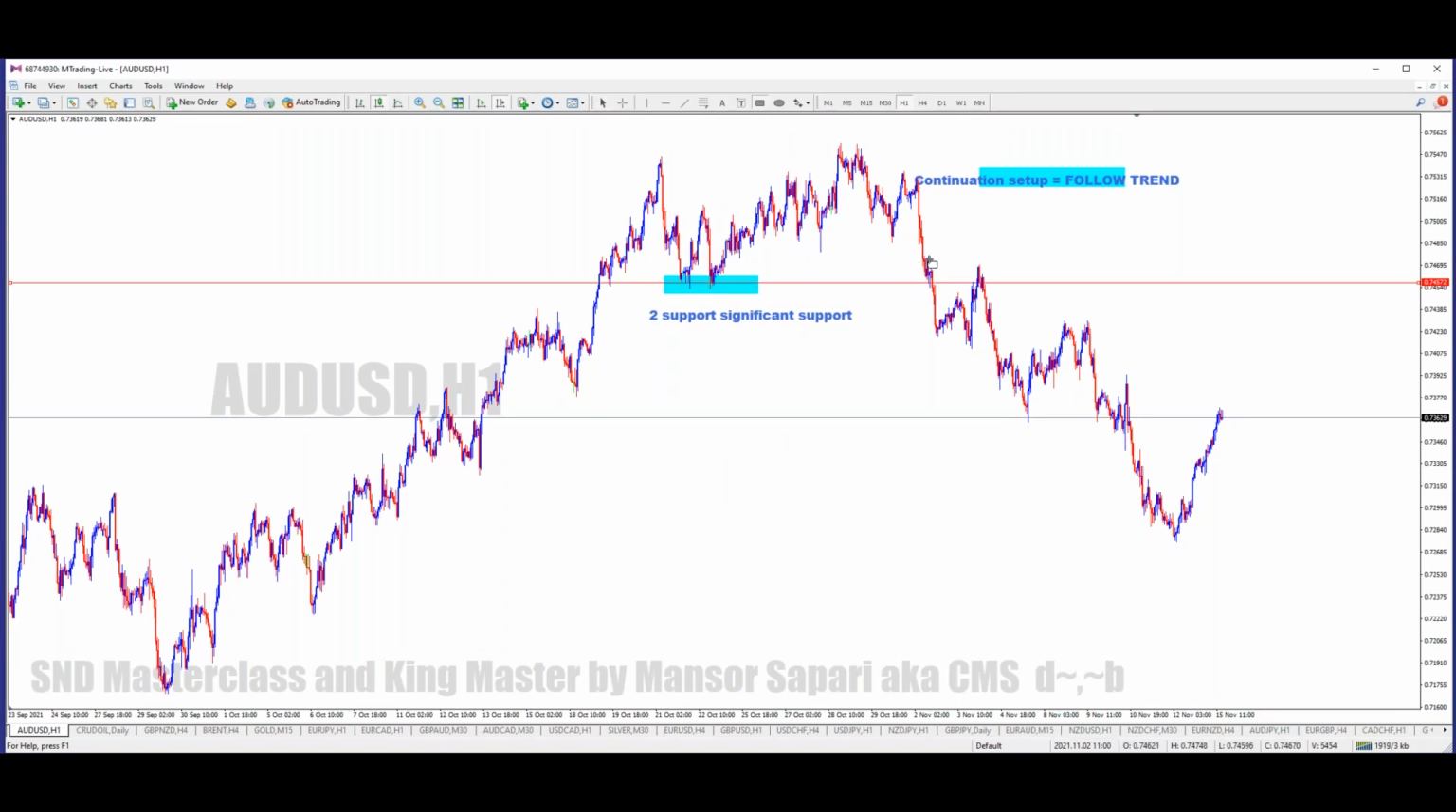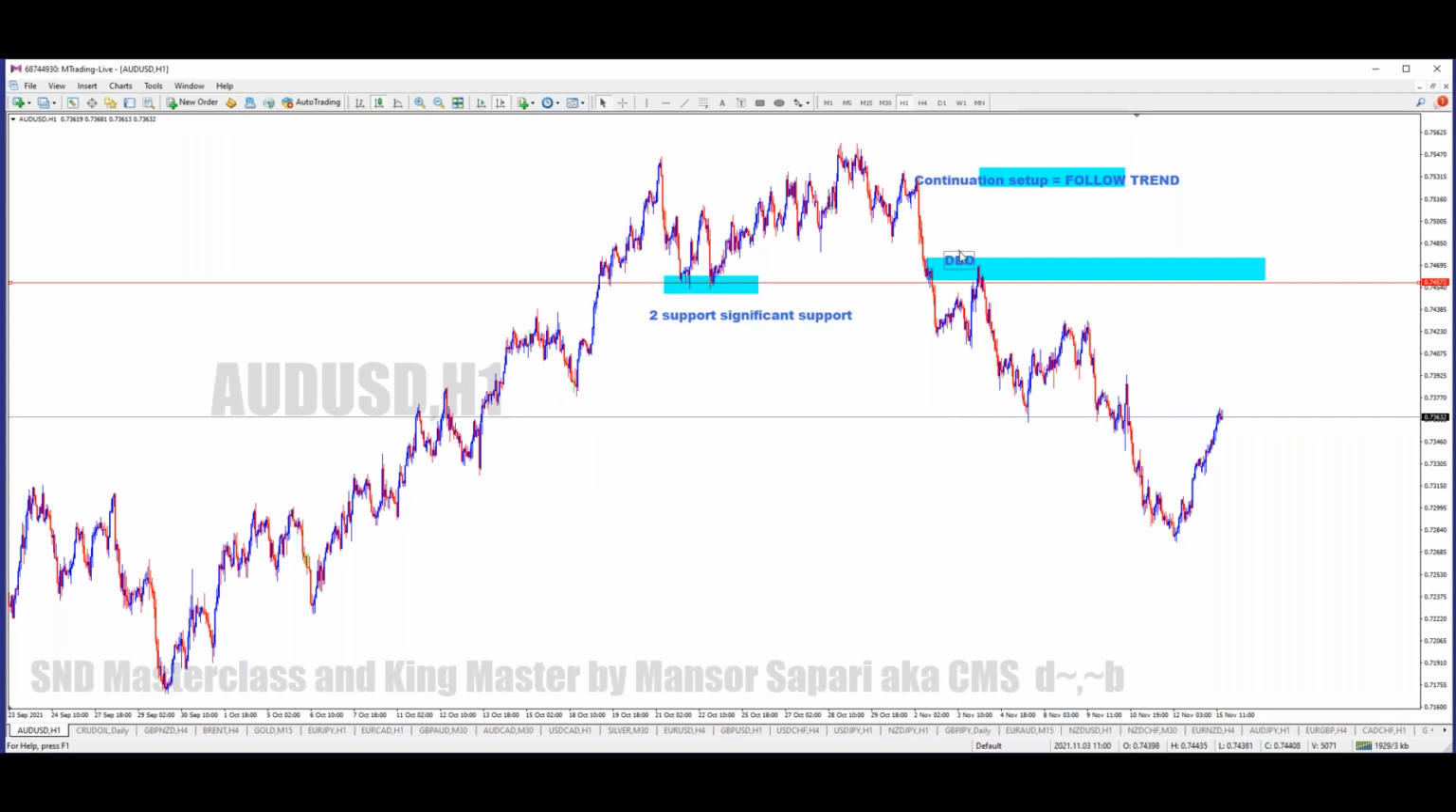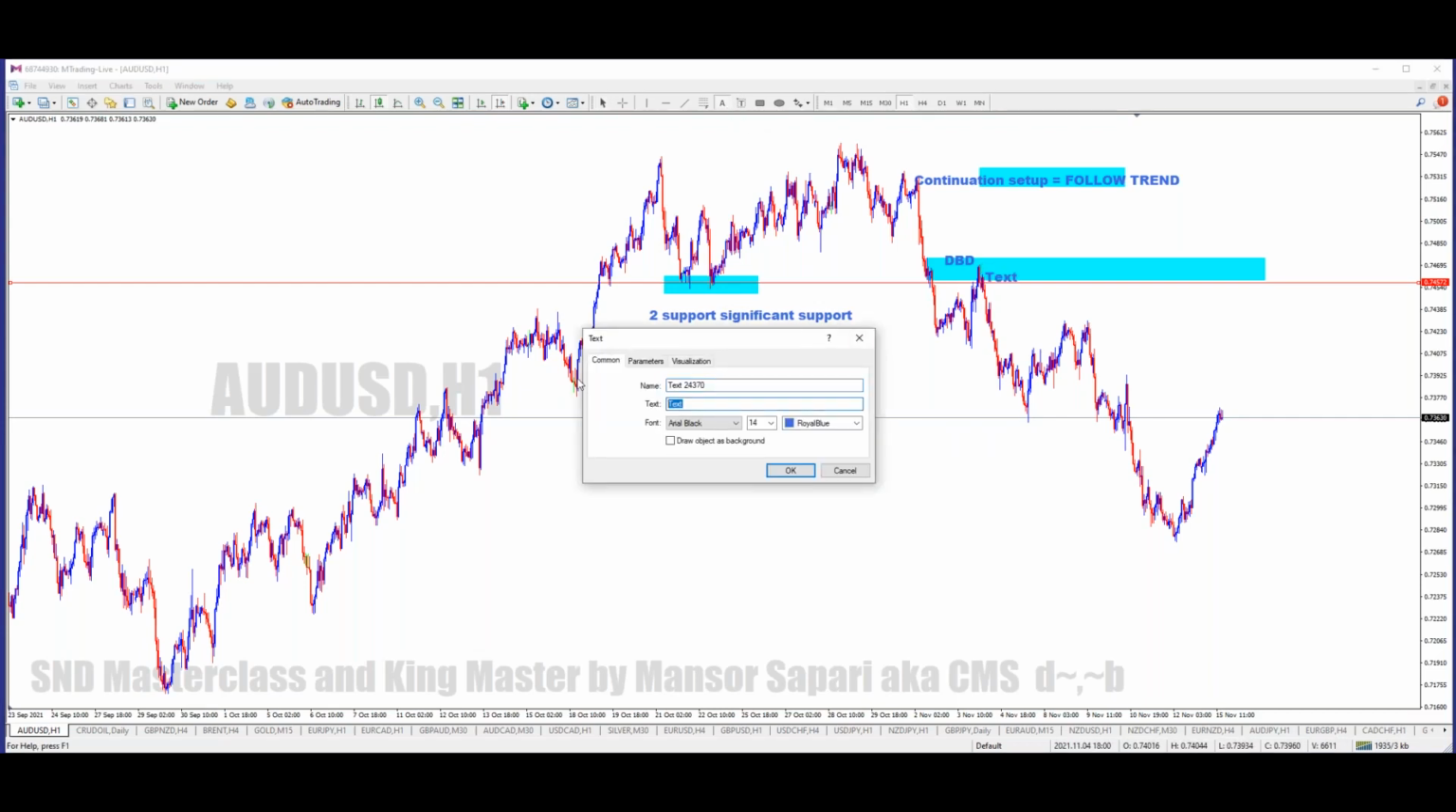You have a drop base drop. This is your drop base drop, the king. And then price breaks the significant support, goes down, and then goes up again. So it is time for you to sell. Sell here. Something like this setup is equal to SSR king.